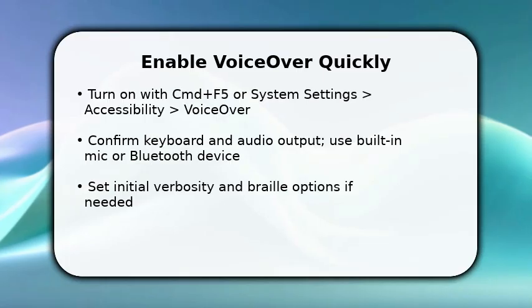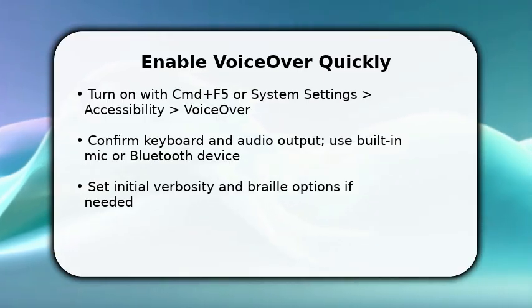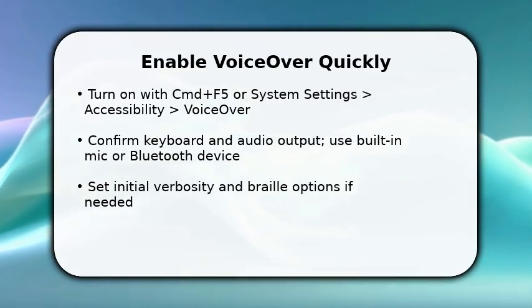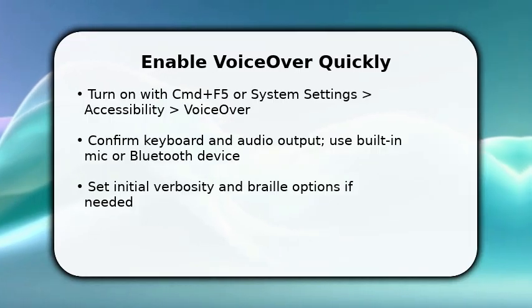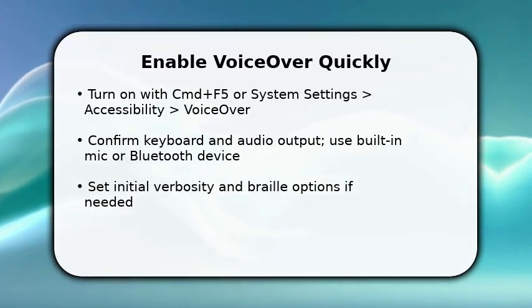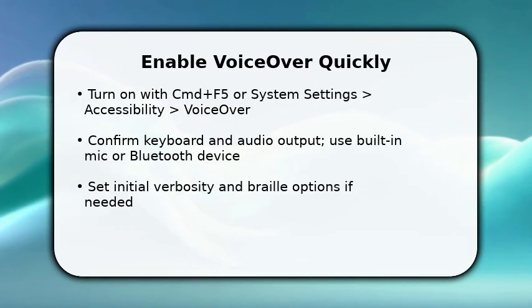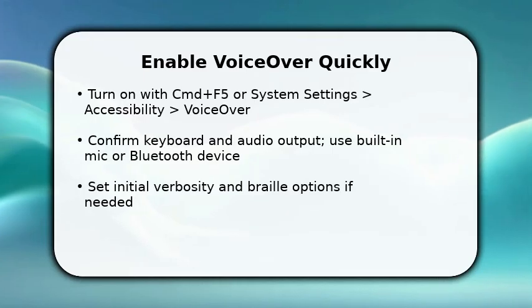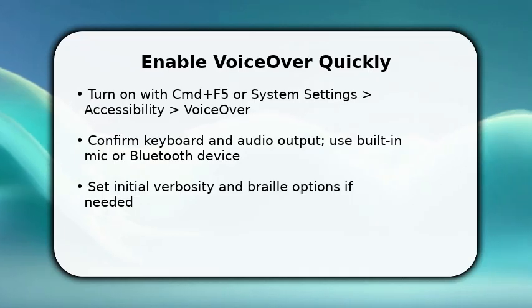You start by enabling VoiceOver now. Press Command plus F5 or open System Settings Accessibility VoiceOver and toggle it on. Do this because VoiceOver loads its keyboard rotor and speech voicing immediately. Once it speaks, you can confirm audio output and volume. Make sure the keyboard layout and audio device are correct, since speech depends on those settings.